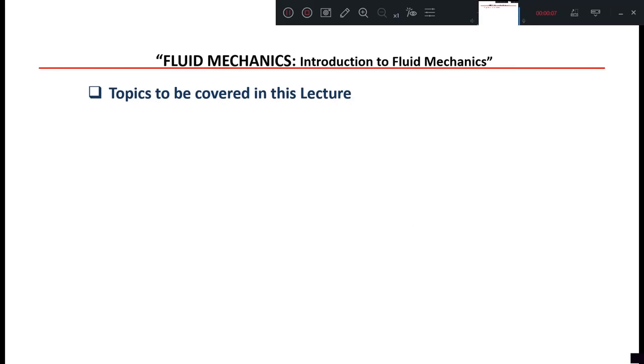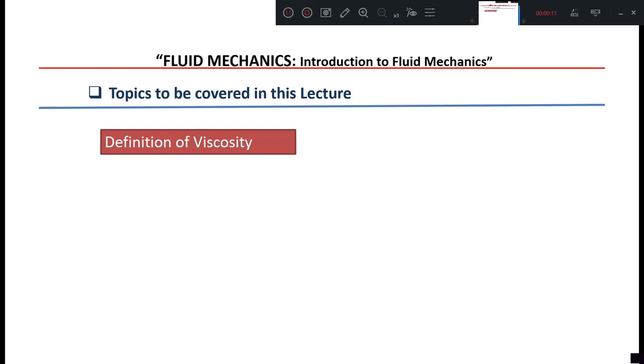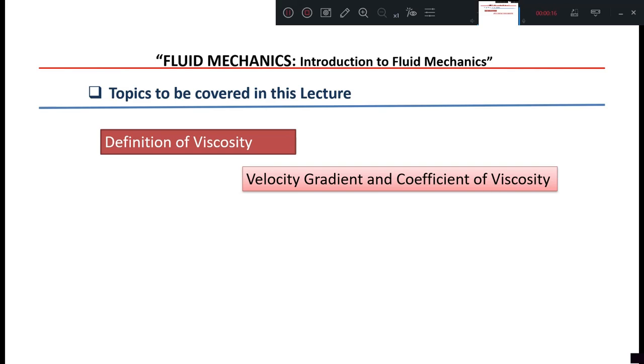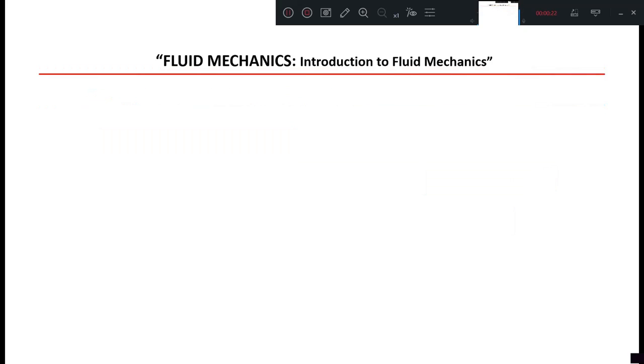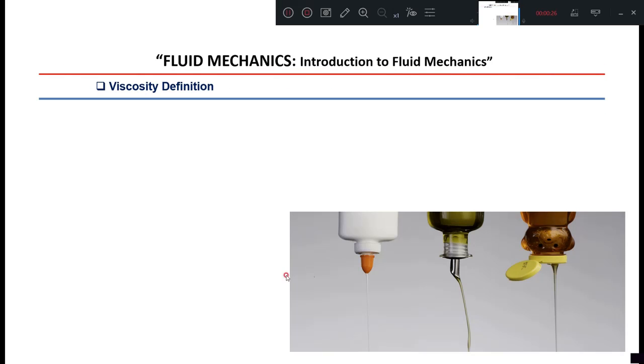In today's session, we are going to discuss viscosity, that is the definition of viscosity, velocity gradient, coefficient of viscosity, and types of viscosity. So first let us define what is viscosity. So look at this picture.